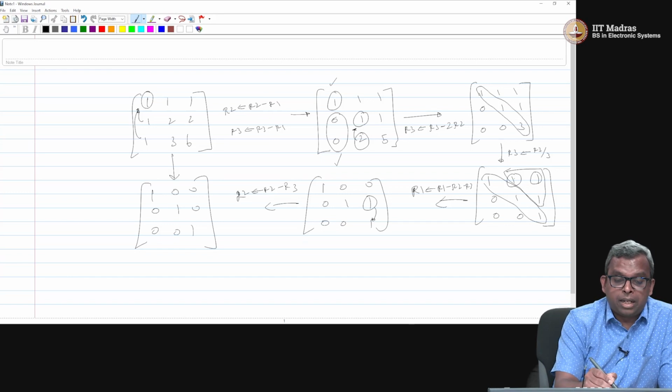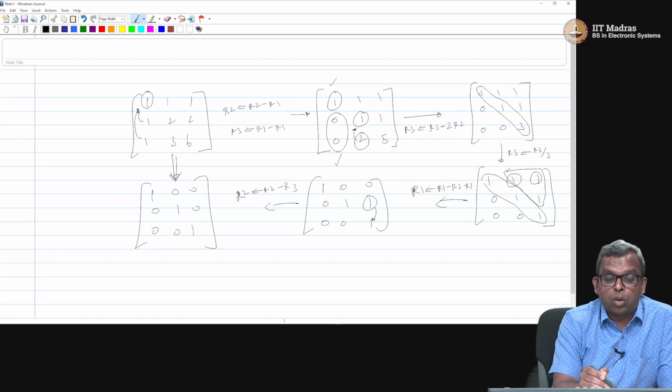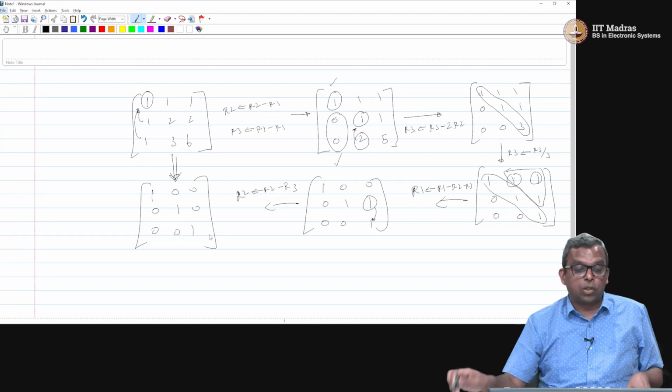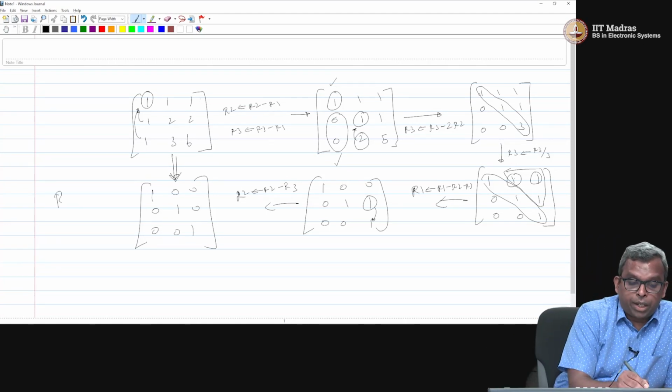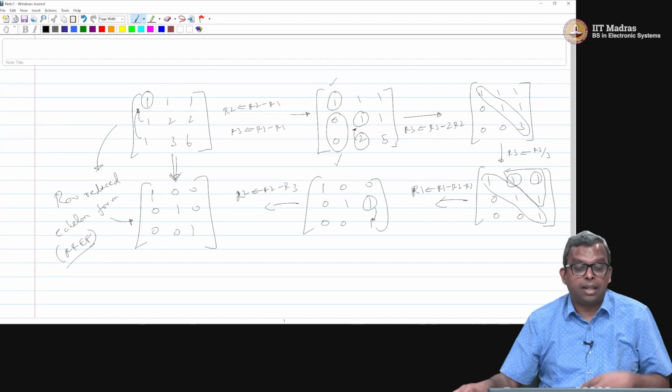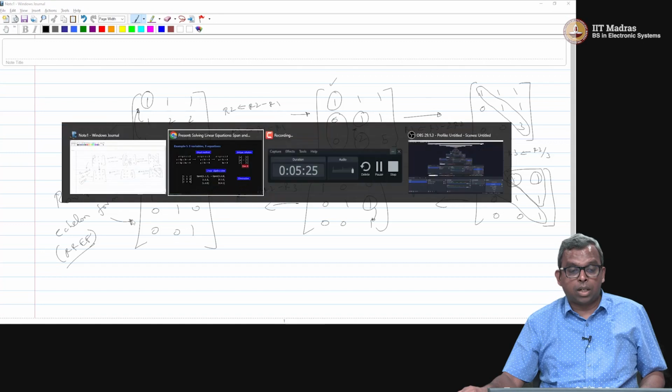So, I started from here and I ended up here, right. I started by saying I am looking at the span of 1 1 1, 1 2 2, 1 3 6. That has to be the same as the span of 1 0 0, 0 1 0, 0 0 1. Okay. So, this is this elimination step. This is called the row reduced echelon form. This is a very famous word, RREF. Okay. So, from here if you go to the row reduced echelon form, you get this, and that gives you the same span, right. So, this is what we learned before.